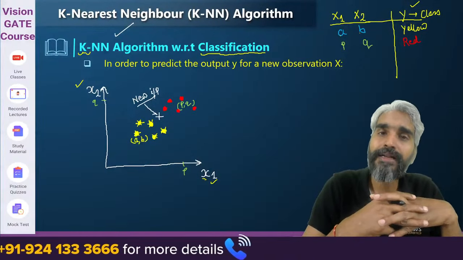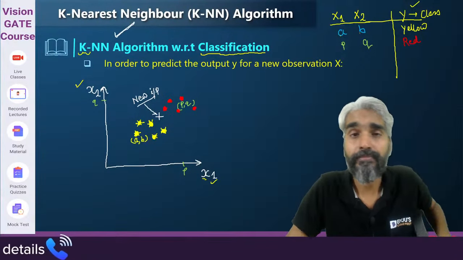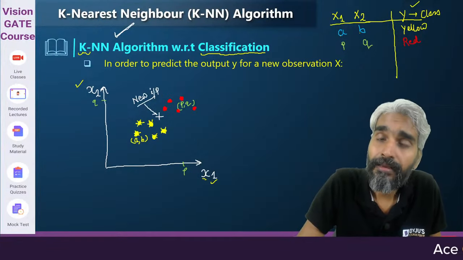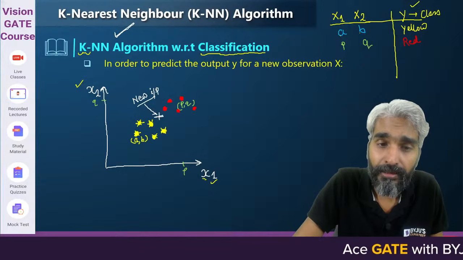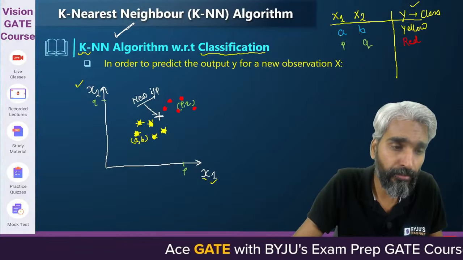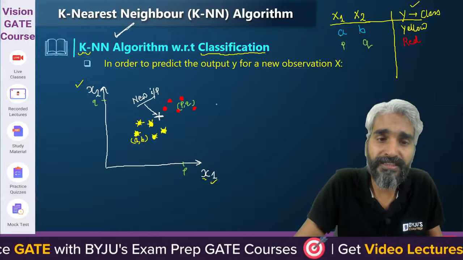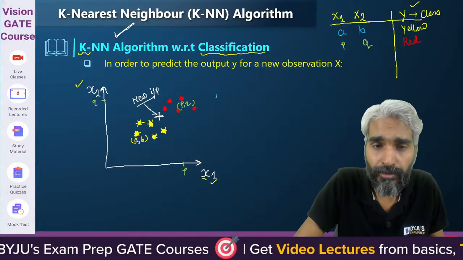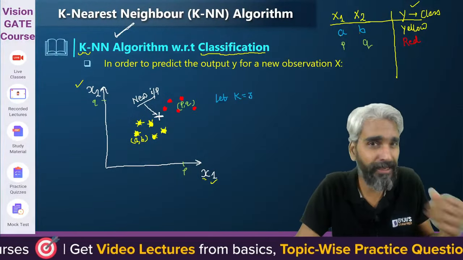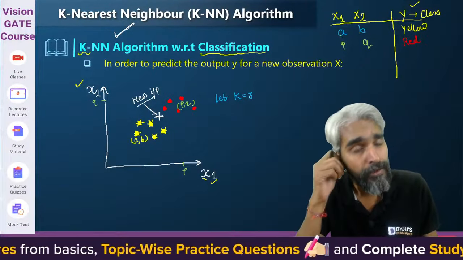So in order to identify the class, we may run the k nearest neighbor algorithm. We'll try to find the k nearest neighbors to this new point. We just need to identify the value of k. So let k equal 3. K may be any value. How do we identify the value of k, or what value of k should be used, is another problem.